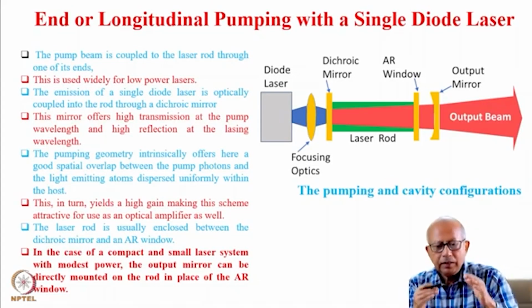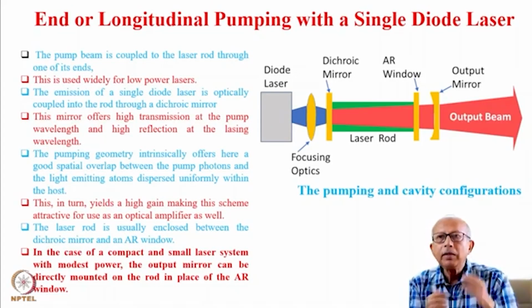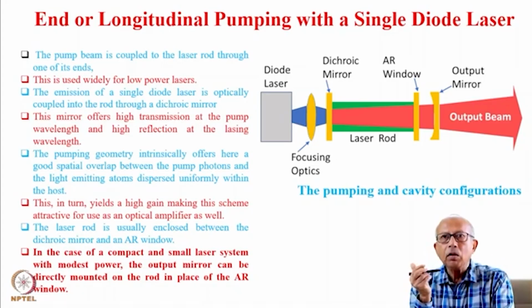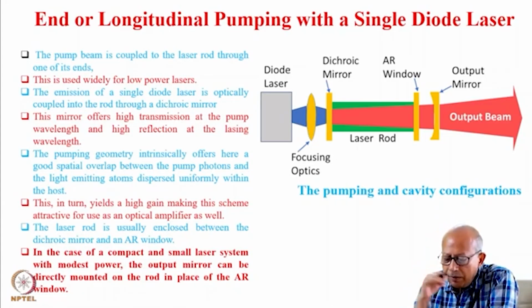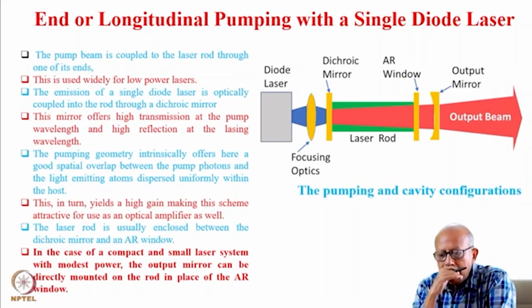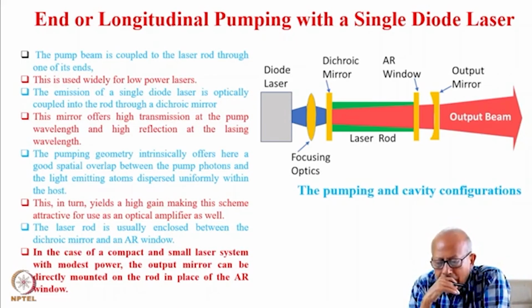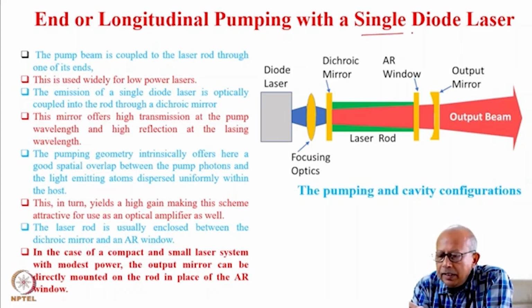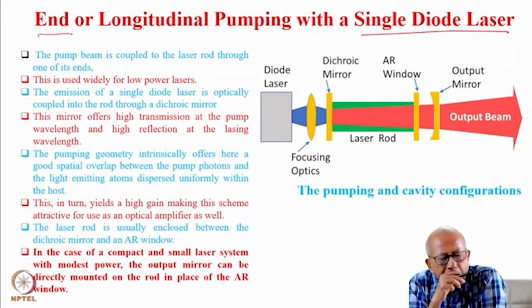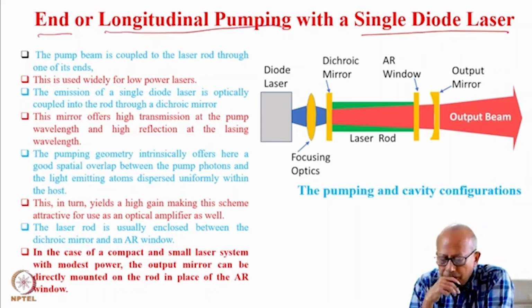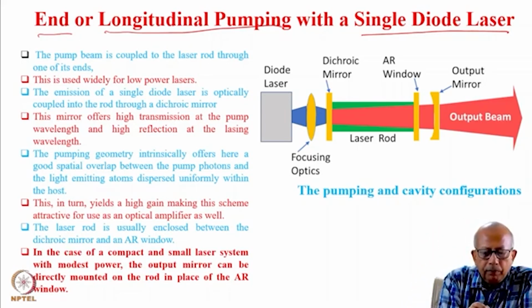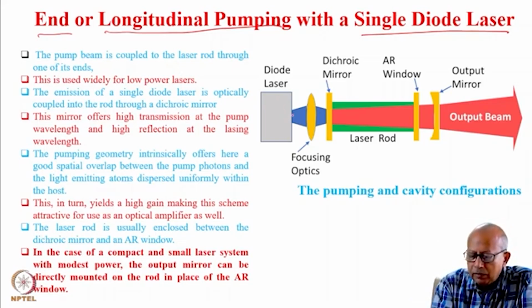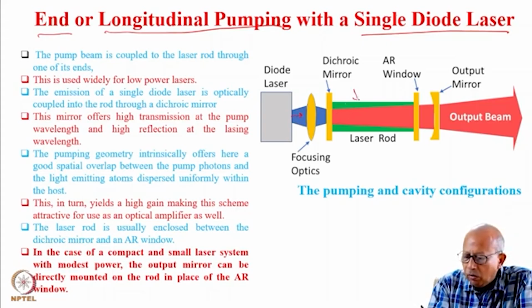So let us now see the experimental arrangement for pumping a laser rod with a diode laser. This is the scheme, very schematically and qualitatively shown here. The pumping of a laser rod by a single diode laser through one of its ends is also called longitudinal pump. As you can see here, this is the diode laser, this is the pump beam, which is coupled to the laser rod, this is the laser rod, through one of its ends. We are coupling it through this end of the rod.